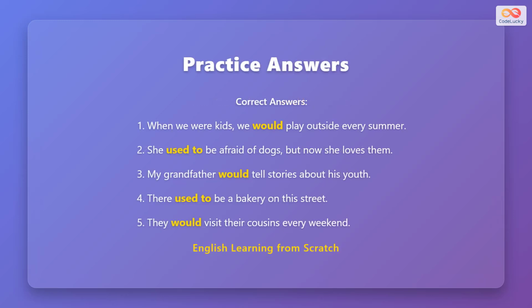Here are the correct answers. Number 1 would play because repeated action. Number 2 used to be because past state. Number 3 would tell repeated action. Number 4 used to be past state. Number 5 would visit repeated action. Actions use would. States use used to.